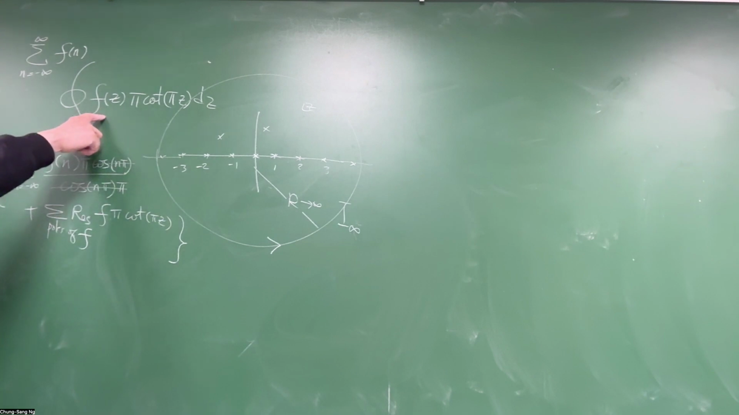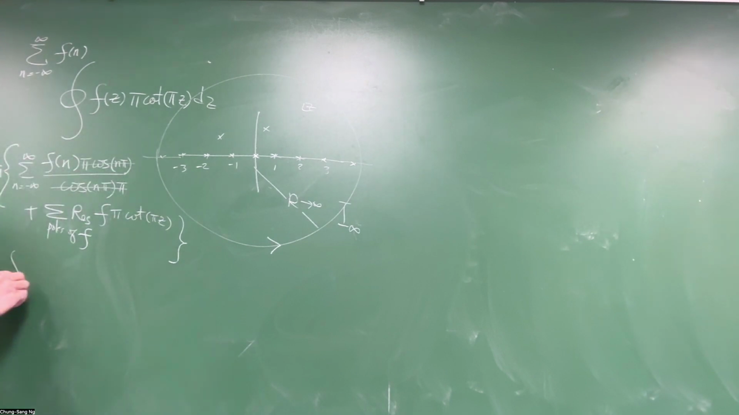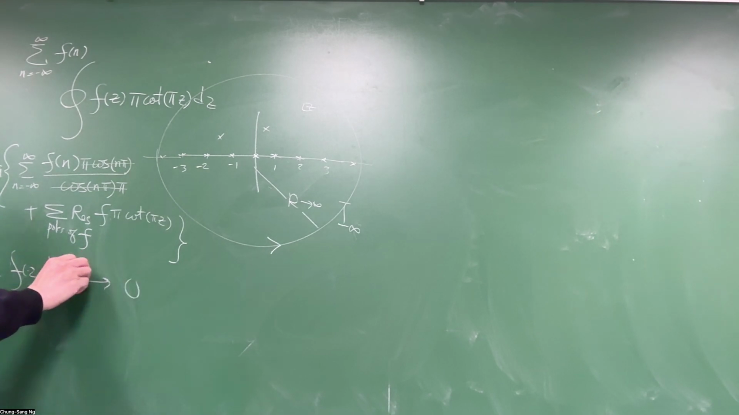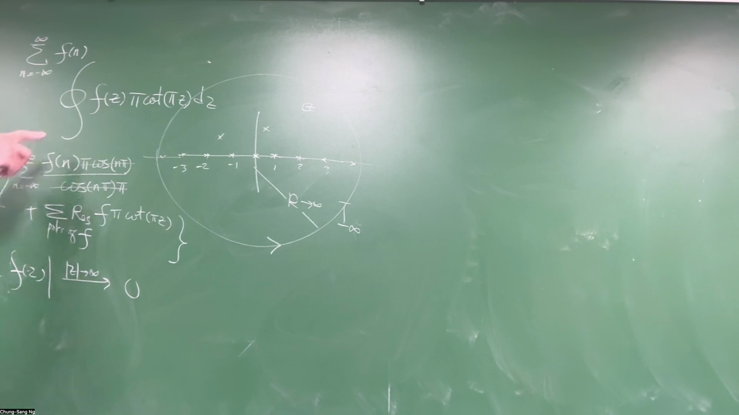So we need to argue that g of z, the argument of the whole thing, goes to zero as z goes to infinity. So that's a restriction imposed on the function f. Whatever you want to sum, you need to satisfy that.